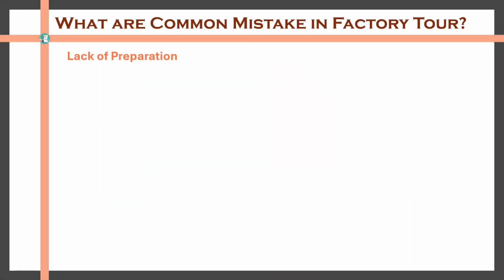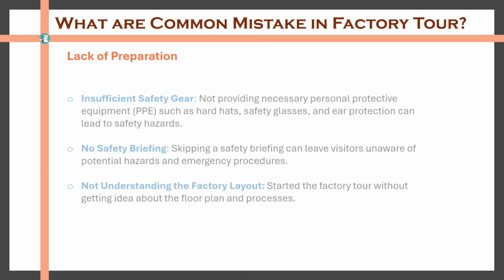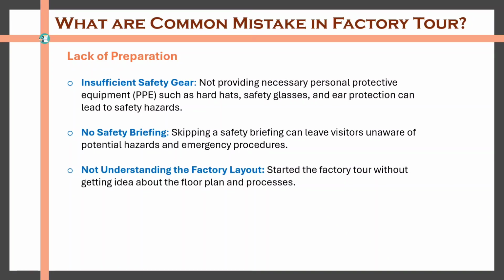Last agenda of this session is common mistakes in the factory tour. If we eliminate these mistakes, the audit will be more meaningful, accurate, and can be done safely. Lack of preparation, insufficient safety gear: not providing necessary personal protective equipment such as hard hats, safety glasses, or ear protection can lead to safety hazards.